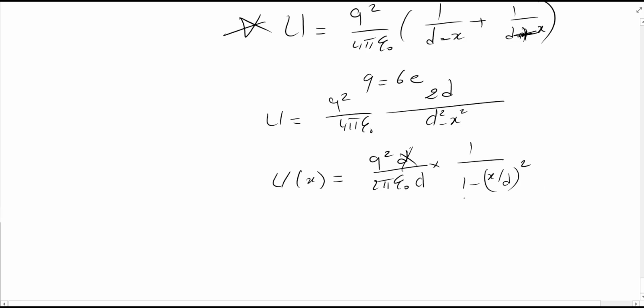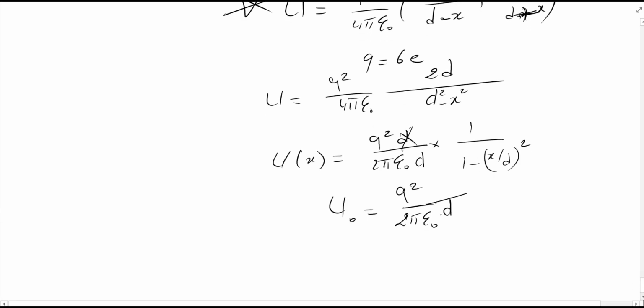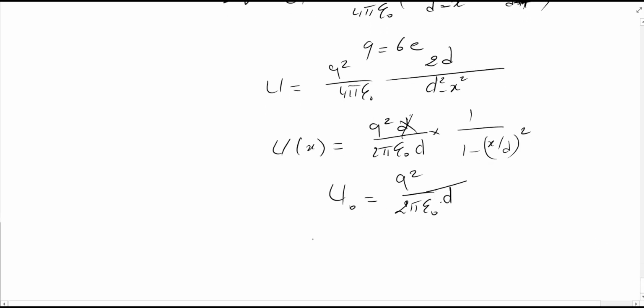So this looks more like a U naught, where U naught is equal to Q squared over 2 pi epsilon naught times the distance. So this looks like an energy potential maximum. So U of x then looks like U naught times a dimensionless number, which is 1 over 1 minus x over d squared. In other words, now the distances are expressed in terms of that lattice spacing d, or interatomic spacing d.